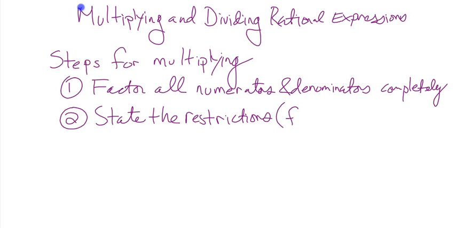Okay, and where do these come from? It's from the denominators, right? Now this is in multiplying. There's going to be a little extra in dividing, but we'll wait till we get there.